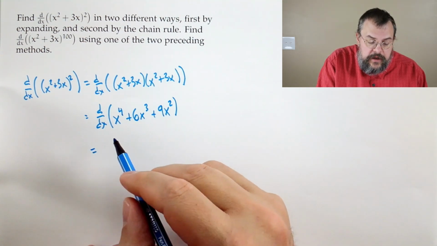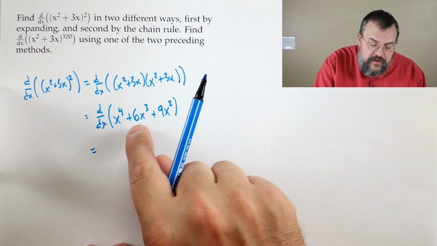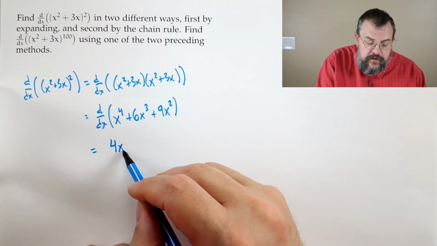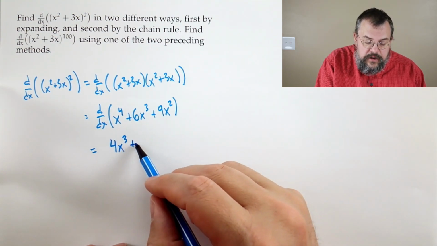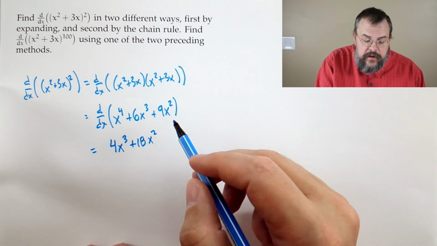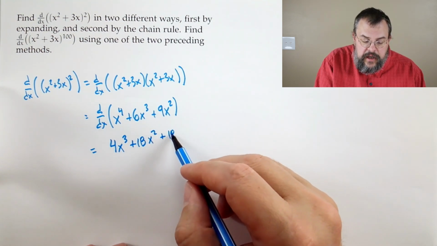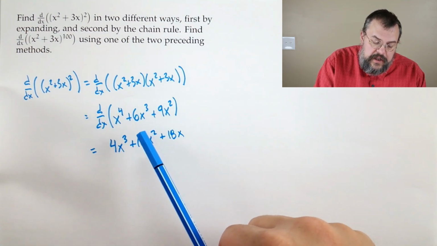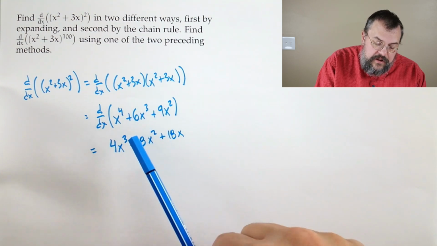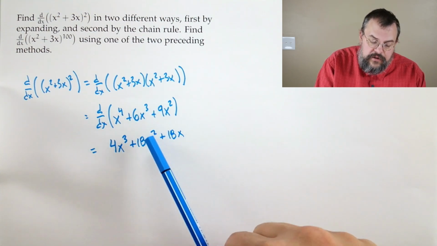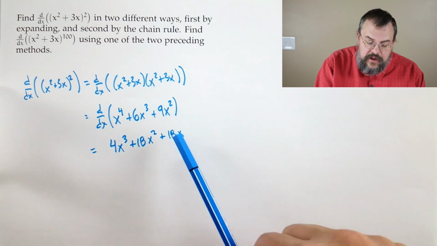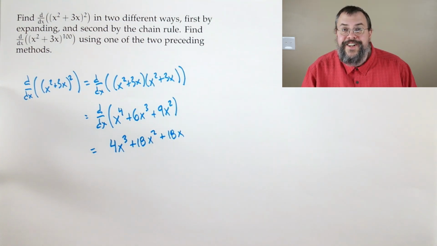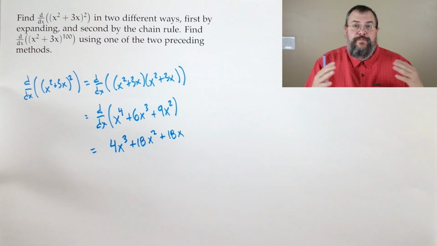And what we get, well, now we have a sum, so we take the derivative of each piece. Derivative of x to the fourth is 4x cubed. Derivative of 6x cubed, 18x squared. Derivative of 9x squared, 18x. Because remember, powers come down and multiply, and then you decrease the powers by 1. So like the 3 comes down, 3 times 6 is 18, and then 3 goes to 2, 2 comes down, 9 times 2 is 18, 2 goes to 1. Okay, well that's all good. Now, that would be if we expanded.